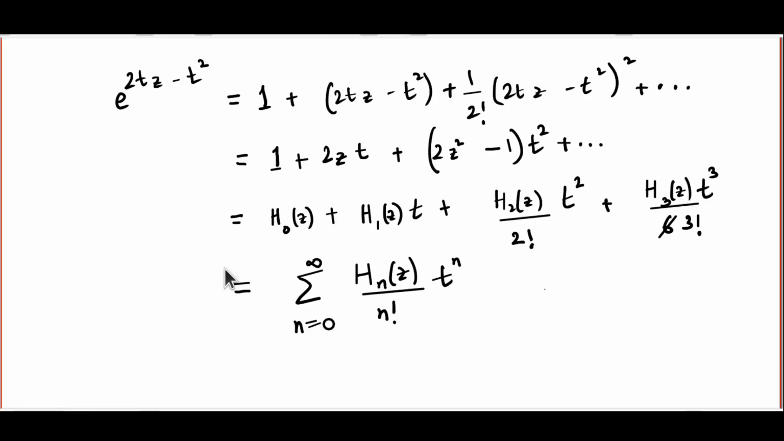Now this happens to be very useful, as we will soon see in various applications. I will not blame you though if you were to feel a bit uneasy at this stage. After all, this particular function, e to the 2tz minus t squared, was just picked out of the blue without any explanation as to where this particular function came from. What I will do now is to show you how you can derive this particular generating function starting from the Rodrigues formula. Of course, you might still object that the Rodrigues formula itself was sort of picked out of the blue.